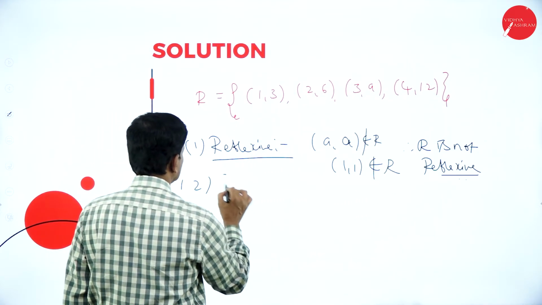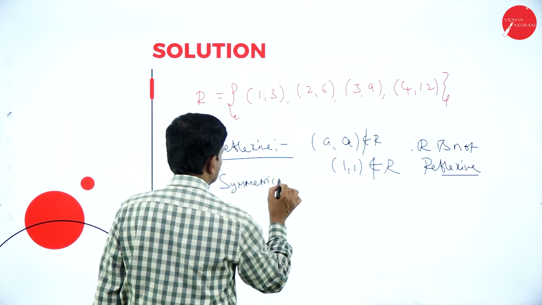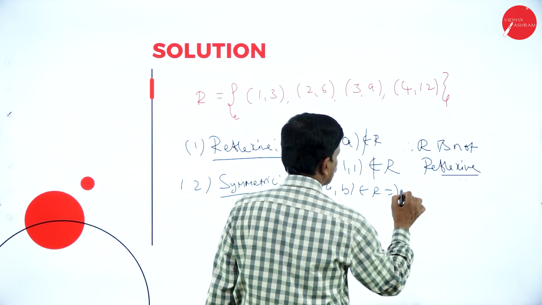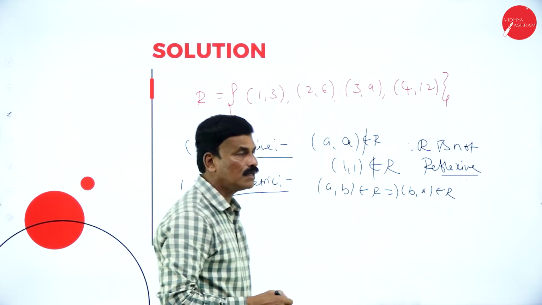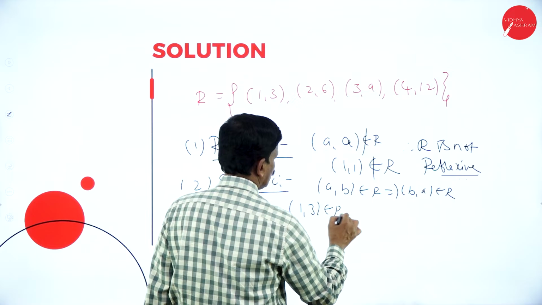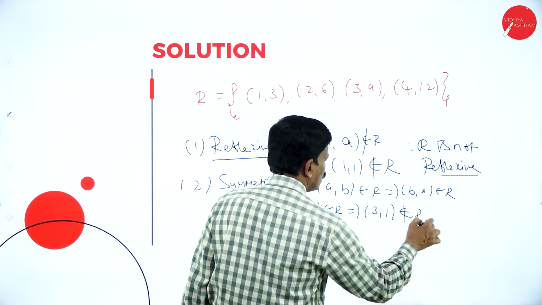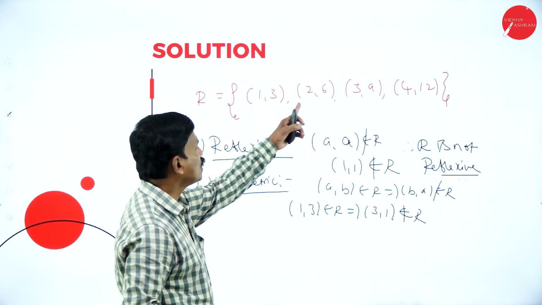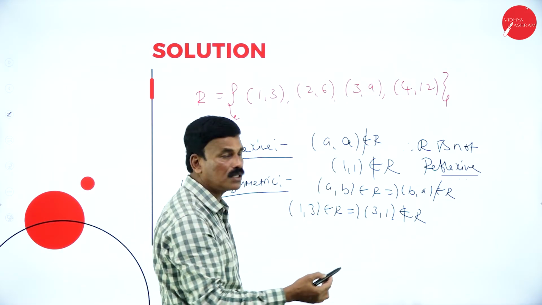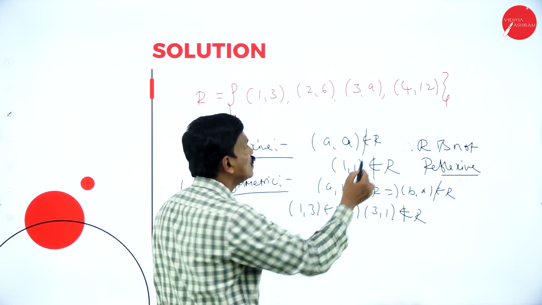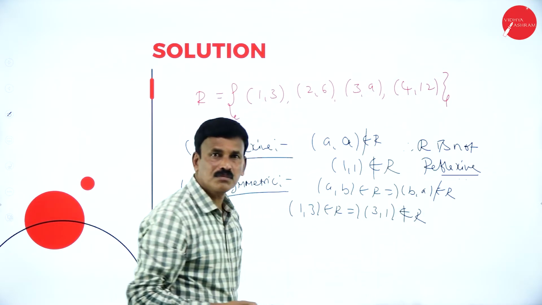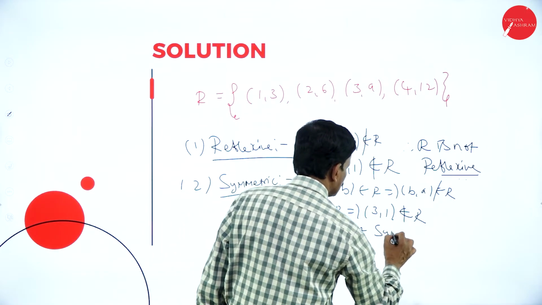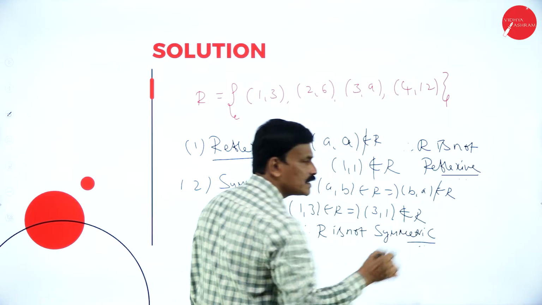Second one, symmetric. What is symmetric? (a, b) belongs to R implies (b, a) belongs to R. Now, let us take any element. (1, 3) belongs to R implies (3, 1) does not belong to R. So (a, b) belongs to R implies (b, a) does not belong to R. (2, 6) belongs to R, (6, 2) does not belong to R. (3, 9) is there, (9, 3) is not there. (4, 12) belongs to R, but (12, 4) does not belong to R. So therefore R is not symmetric.